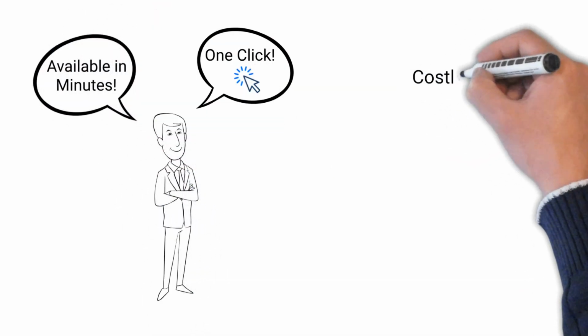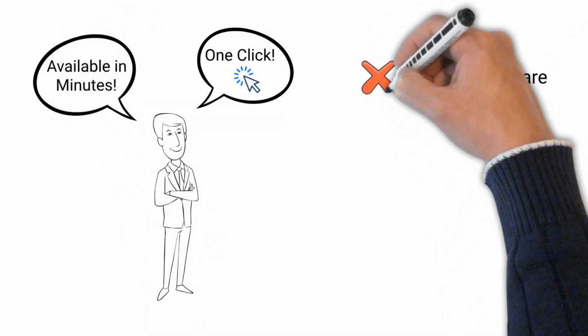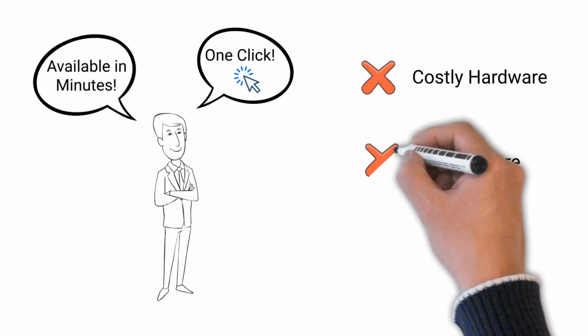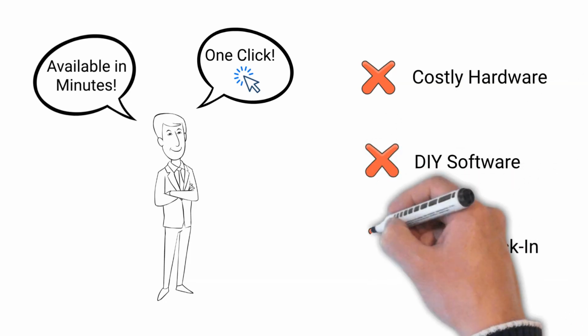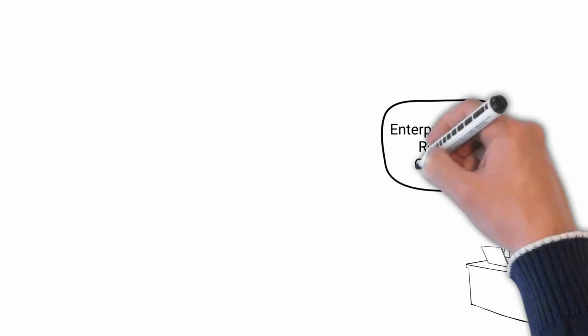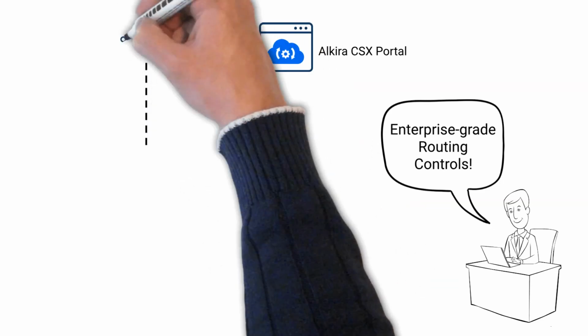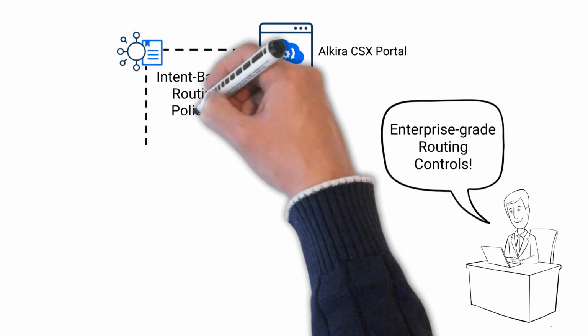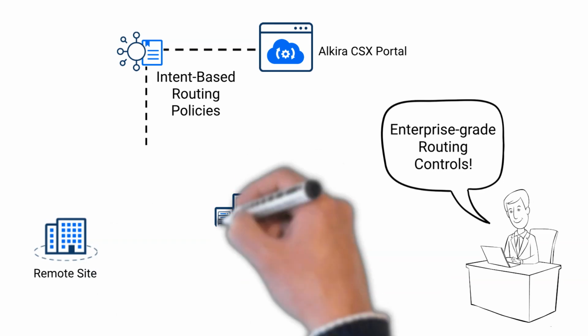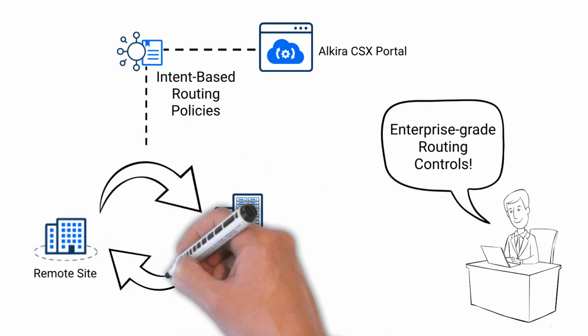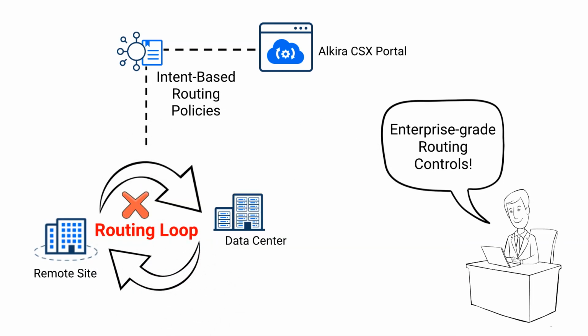There is no need to procure costly hardware equipment, deploy complicated do-it-yourself software solutions, or commit to lengthy locked-in agreements. Enterprises need routing controls. Advanced enterprise-grade routing policies are easily deployed from the Alkira portal, allowing full control over network-wide route distribution and preventing routing loops.